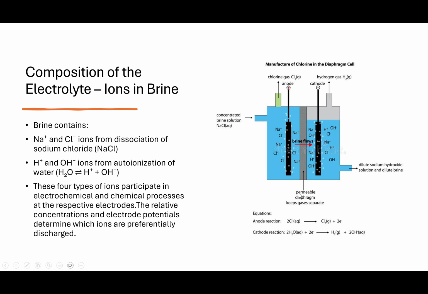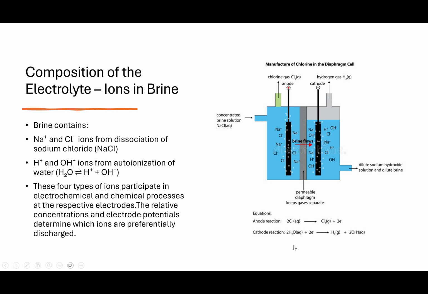So at the anode, we have the chloride gaining. Is it gaining or losing at the anode? Do we gain electrons or lose electrons? We lose electrons. Lovely. So we have the chloride anion losing electrons to produce chlorine gas at the anode. And then at the cathode we have water being split to produce hydrogen gas and some hydroxide. So we have that there.